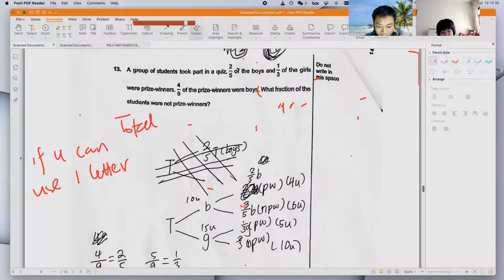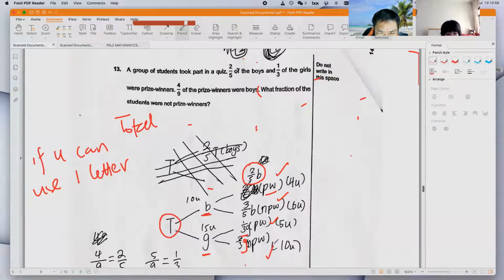Otherwise, too tense. Okay, so over here, this boy and girl, they add up to total. Okay, so 2/5 boy is prize winner. Yes. Okay, so we make sure the branch is correct first. Then 1/3 of girl is prize winner. Okay, good. So therefore you have 2/3 girl, you have 3/5 B. Yeah, good. So far so good for this. Then it says what?